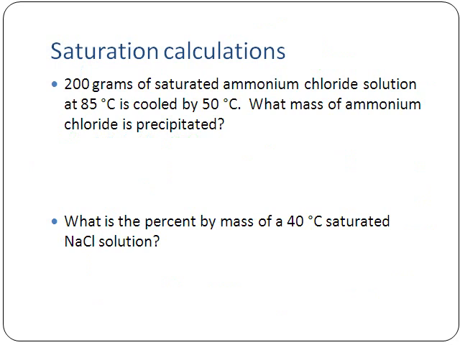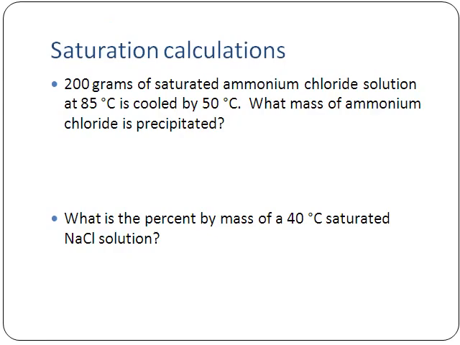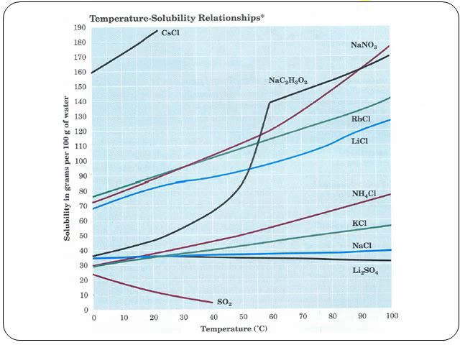So in this case, it says, what is the percent by mass of a 40 degrees Celsius saturated sodium chloride solution? So we know we're at 40 degrees Celsius, and we have sodium chloride. So that being said, we want to go to our temperature solubility graph right here. So we have sodium chloride at 40 degrees. Sodium chloride is NaCl right here. 40 degrees is right here. So that's our blue line, going up to our blue line right here.